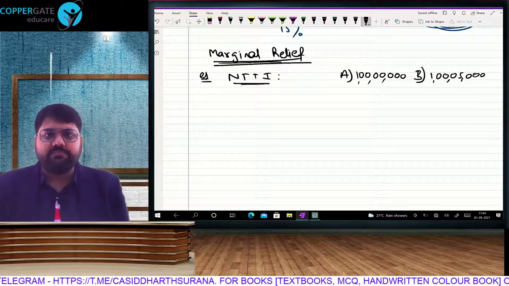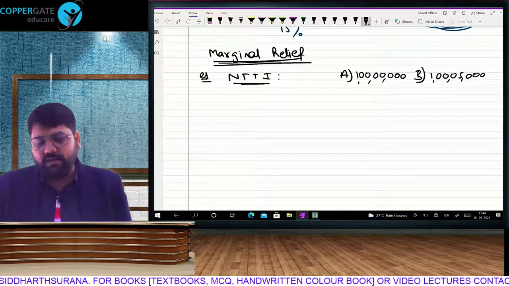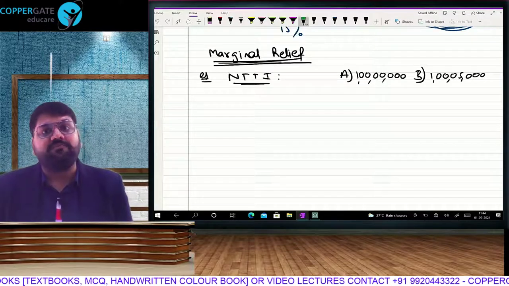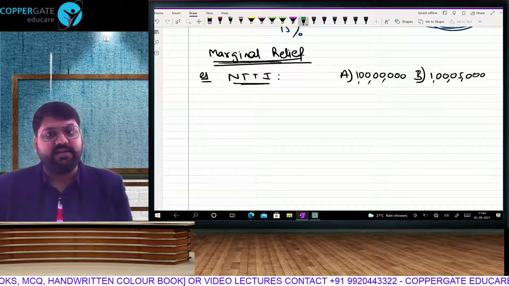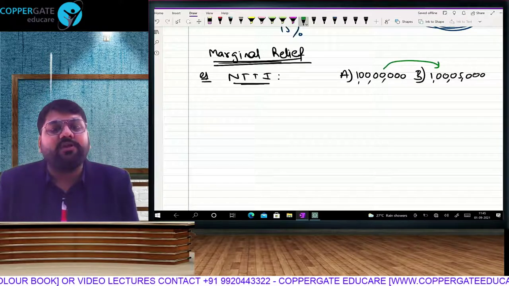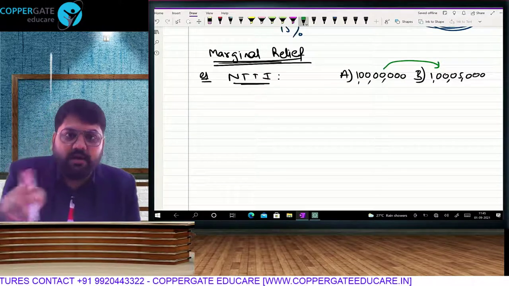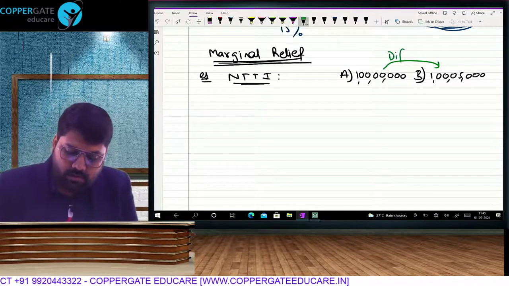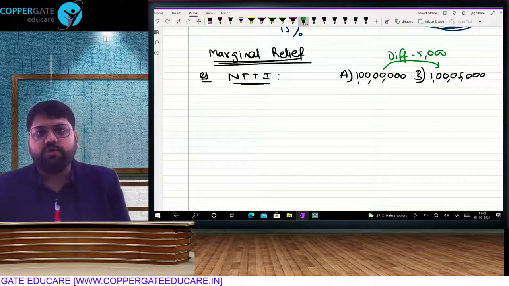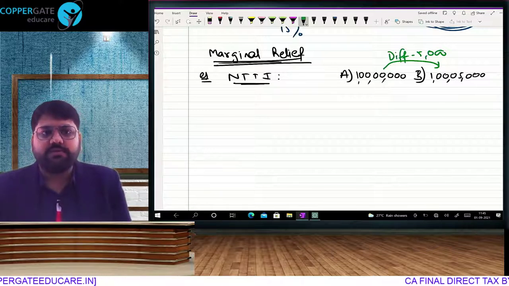Of course, both of them have to pay tax. Mr. A will pay tax on 1 crore rupees. Mr. B will pay tax on 1 crore 5,000. Makes sense? I am asking you a question. It may be a silly, easy question, but it is very important. What is the difference in income of Mr. A and Mr. B? What is the difference between 1 crore and 1 crore 5,000? This answer was not taken to check whether you know maths, but to check whether you are awake and paying attention in class. How much has Mr. B earned more than Mr. A? Remember this, we will need this figure somewhere. The difference in income is rupees 5,000. Clear?